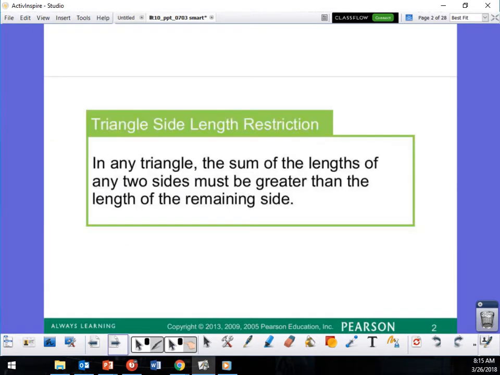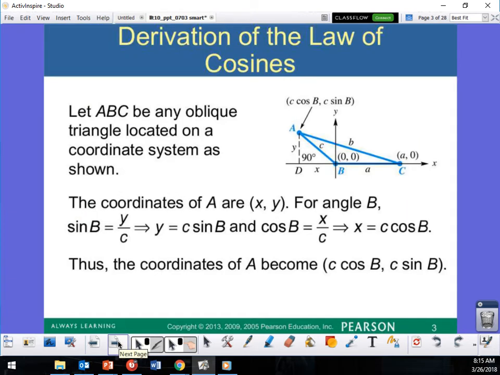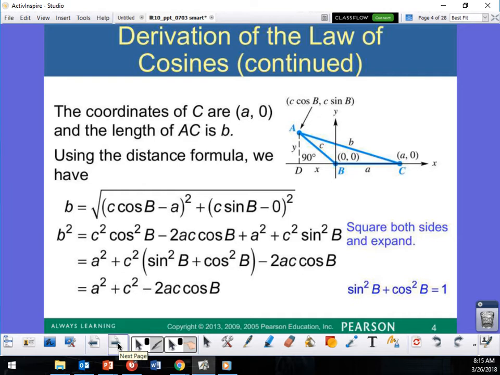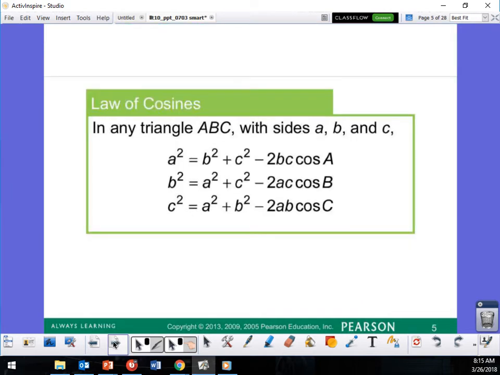What are we solving for? Triangle side length. So the biggest angle goes with the biggest side, right? That's basically it. Law of cosine. Here's the reason behind it. Now, here are your formulas. Your formula is going to help you out.